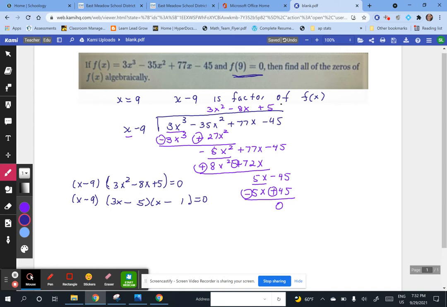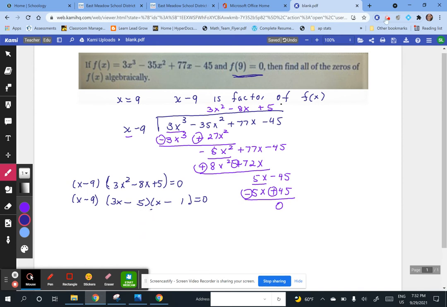Let's just double check that. Negative 5 times x is negative 5x. 3x times negative 1 is negative 3x. And when I add down, I get negative 8x. That's that middle term. So guess what? It worked. Okay, so we're going to erase this because that's all good.